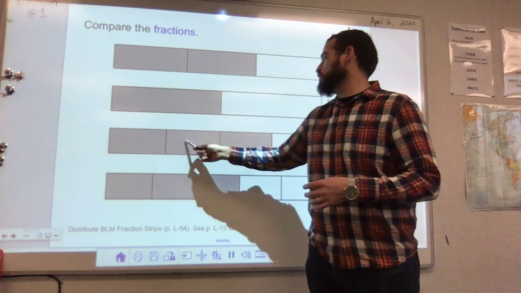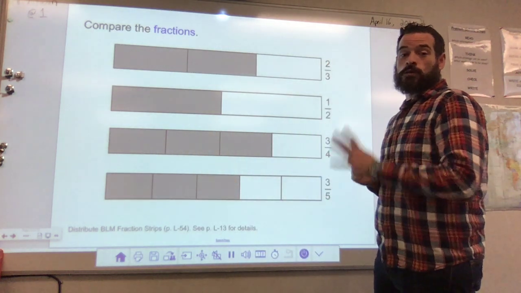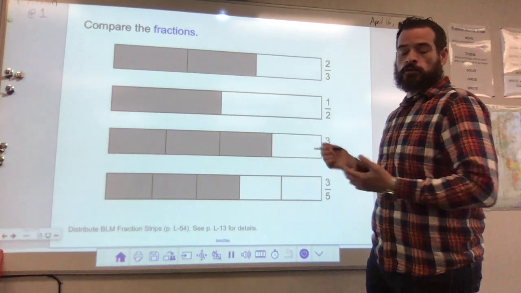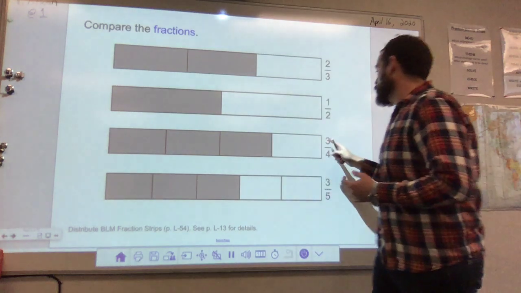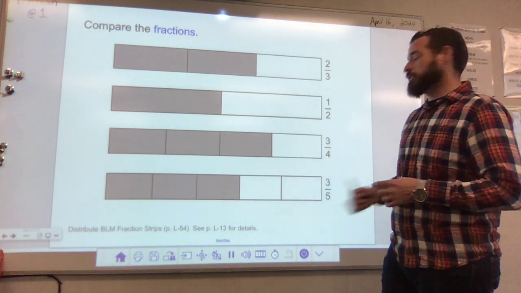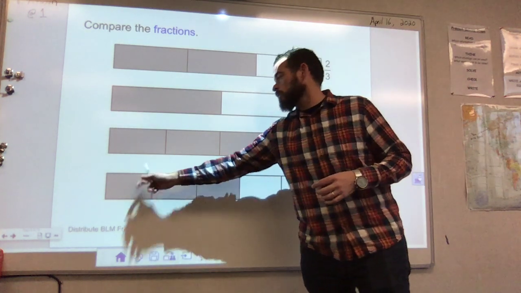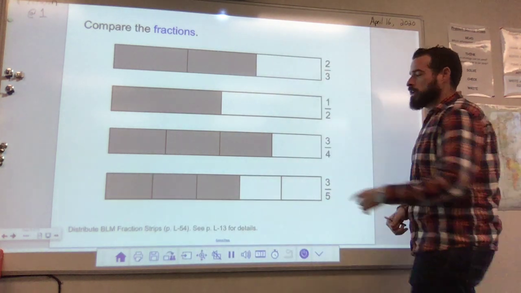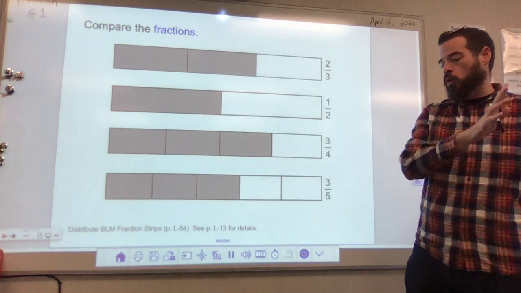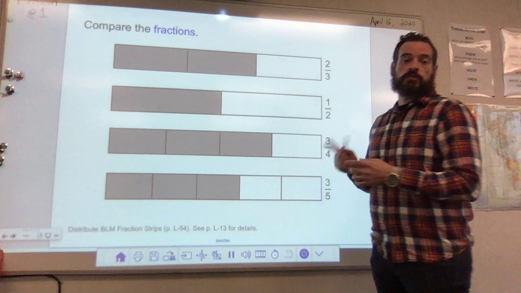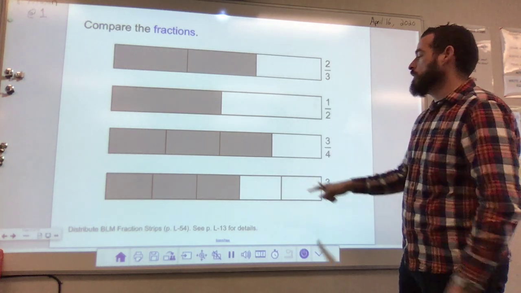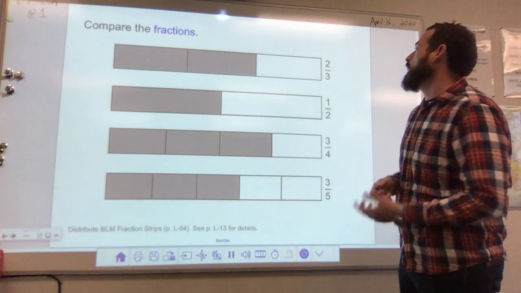3/4. 1, 2, 3, 4. 4 equal parts. There's our denominator. How many of those are shaded? 3. 1, 2, 3. We put that on top as our numerator. And finally, 3/5. 1, 2, 3, 4, 5. 5 parts denominator, 3 parts shaded numerator. So if you just remember that, however many parts each whole is divided into is the number that goes on bottom. However many parts are shaded goes on top.